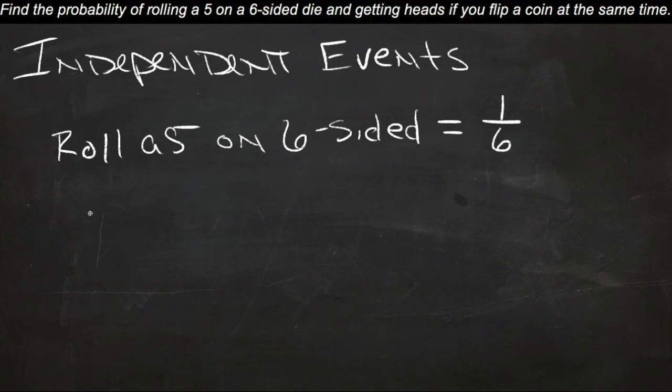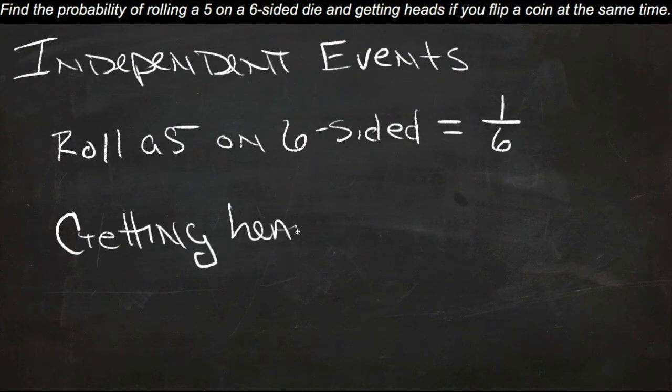Then our chances of flipping a coin and getting heads is just 1 out of 2, right? But the question says we're going to roll a 5 on a 6-sided die and get heads at the same time. So really, there's two ways this could happen. We could roll a 5 and we could get heads. But the question is, what are the chances of them happening at the same time?